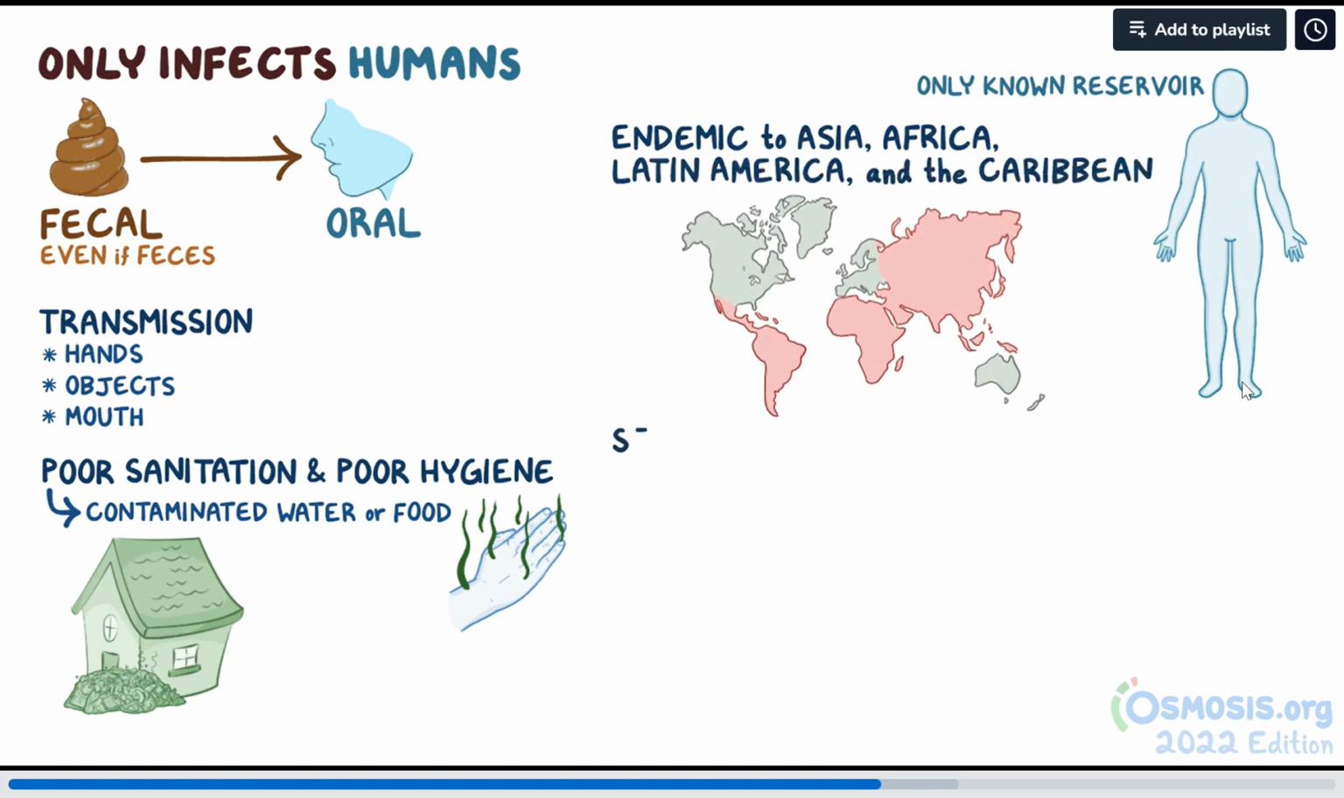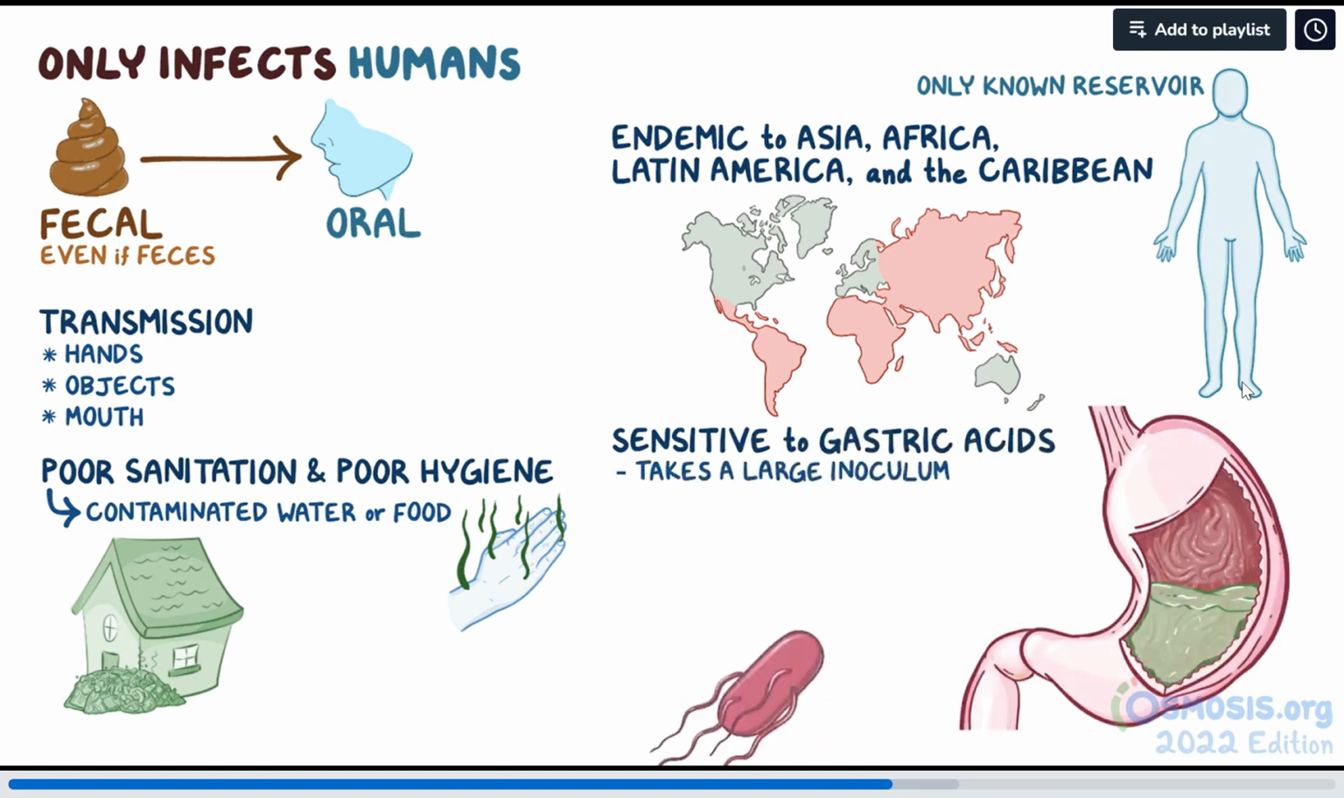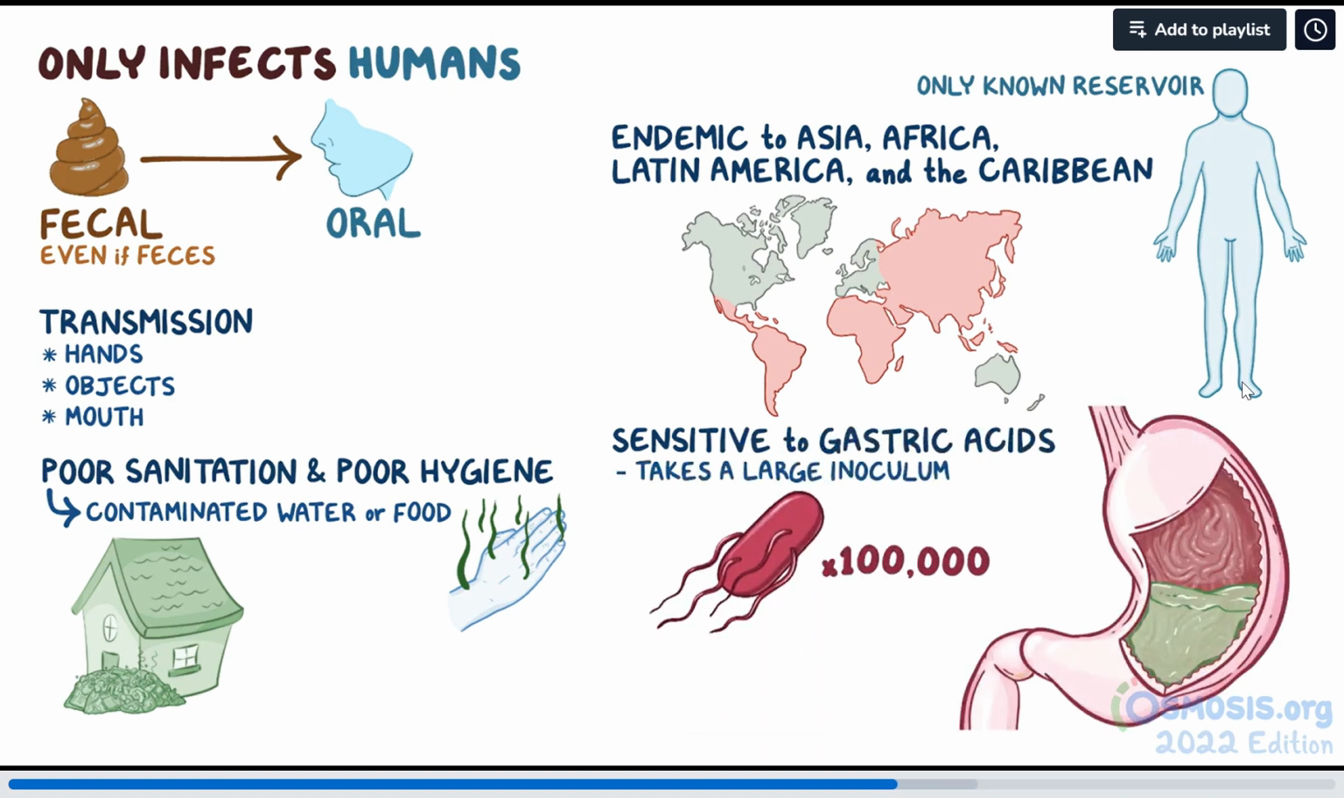Finally, S. typhi is sensitive to gastric acids, so it takes a large inoculum of around 100,000 microorganisms to cause an infection.